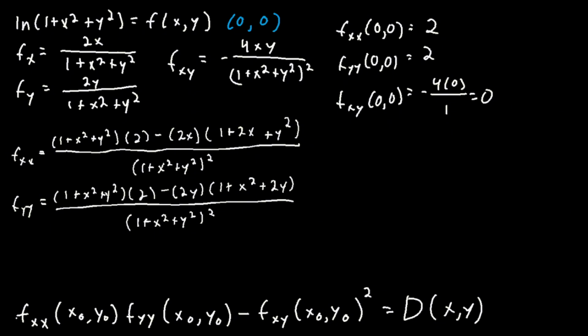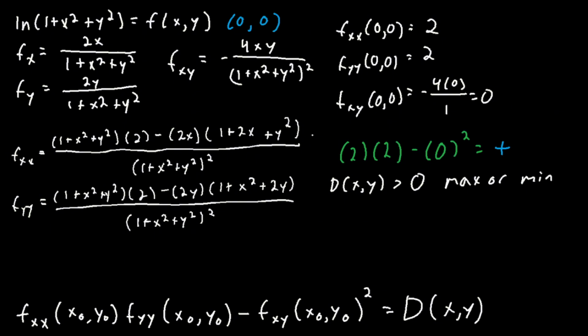What do we do? Well, all we have to do is plug it into our second derivative test: 2 times 2, our xx partial and our yy partial, minus our xy partial squared. What is this equal to? Well, this is very clearly just a positive number. So with this positive number, what do we do? Again, our conditions: if D is greater than 0, then this is a local max or min. What do we have to look at next?